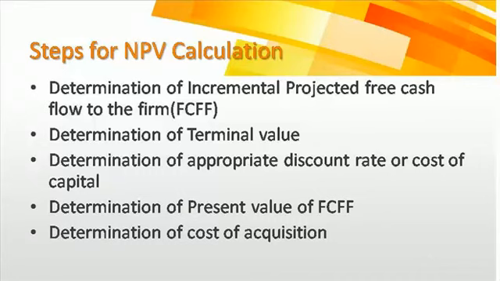The second one is determination of terminal value. The terminal value is the value of the entire company after 5 years or after 10 years, at that time. That will be the calculation of terminal value, and later on you will discount that terminal value as well as the free cash flows to the firm. Then you will determine the present value of free cash flow, and then the determination of cost of acquisition. So you will subtract the cost of acquisition from the free cash flows, and then you will get the net present value.